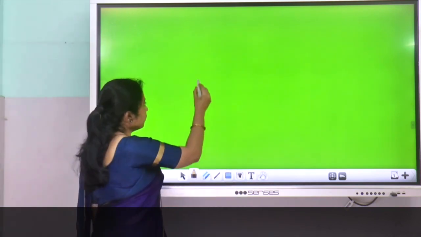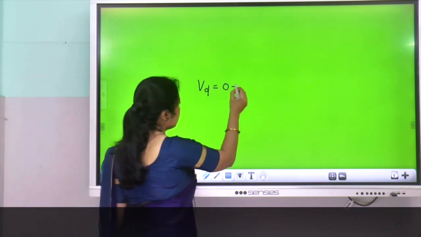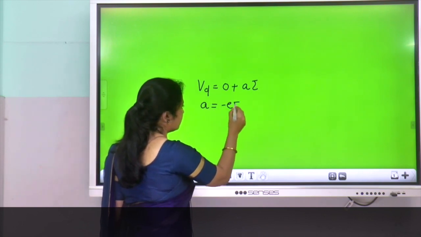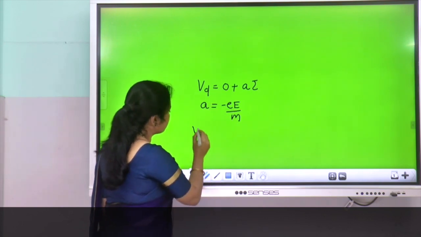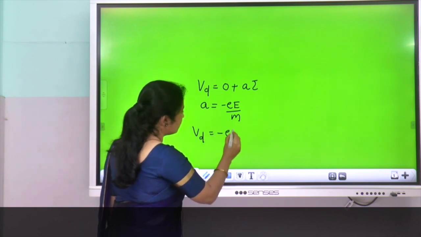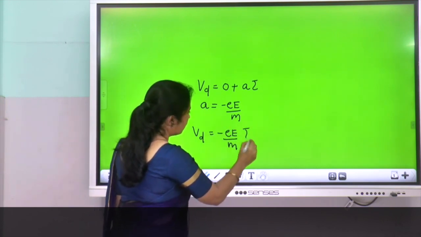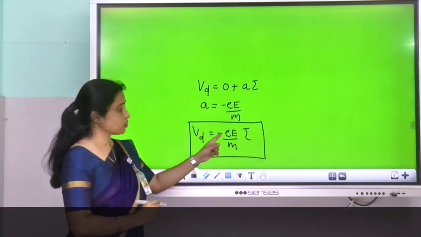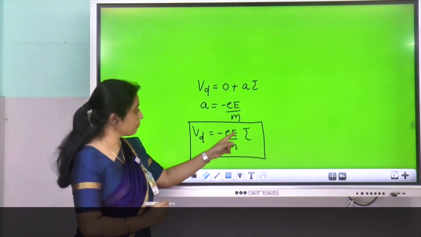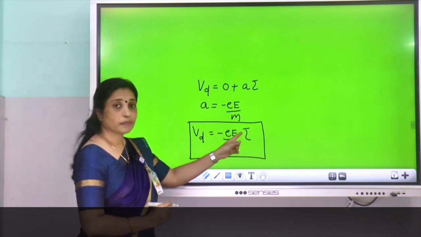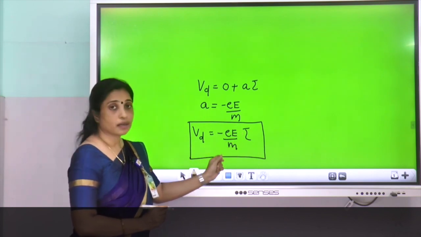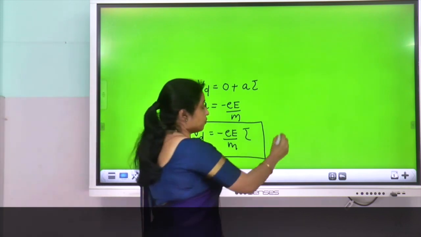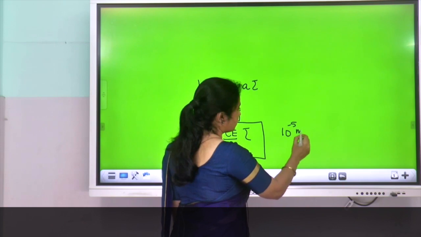Now, we have the equation Vd is equal to 0 plus a tau. a can be replaced by minus eE by m. So, you get Vd is equal to minus eE by m into tau. This is the equation for drift velocity, where minus e is the charge of the electron, E is the applied electric field, tau is the relaxation time, and m is the mass of the electron. And drift velocity is of the order of 10 raised to minus 5 meter per second.